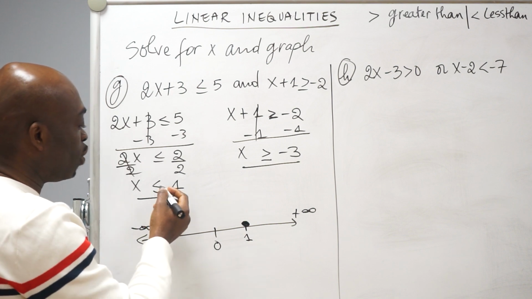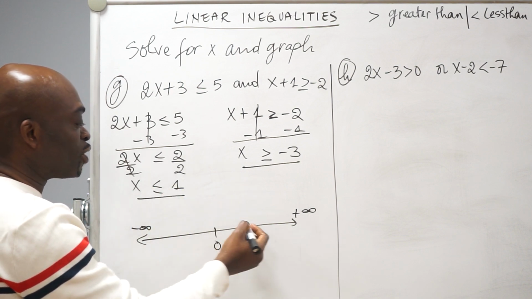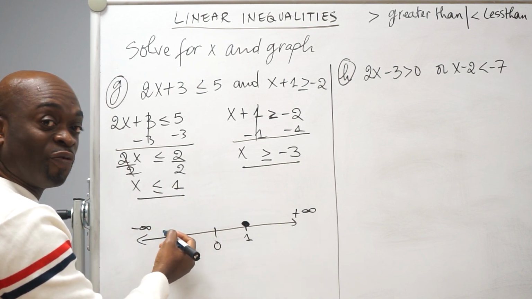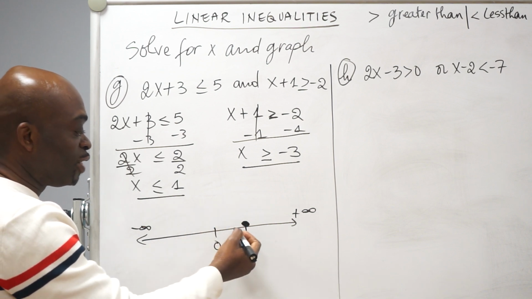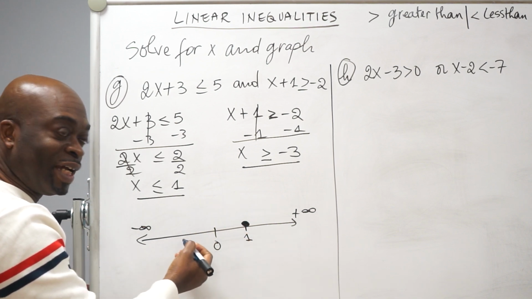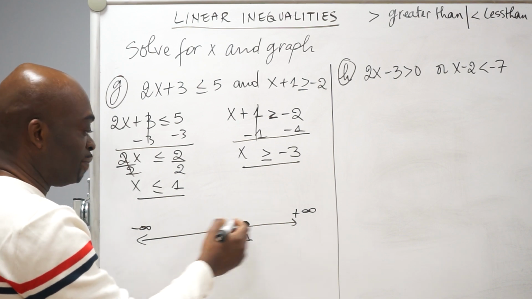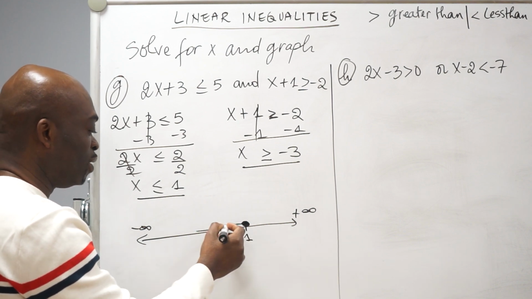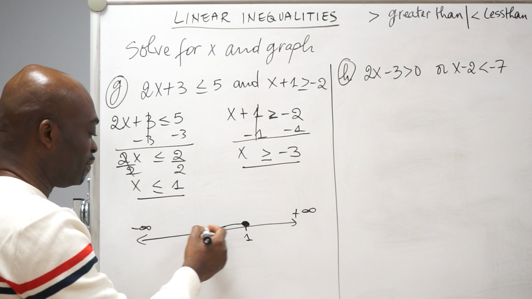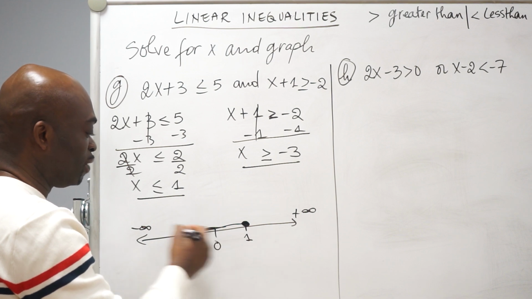All right? So x less than or equal to 1. So that means all the numbers that are less than 1. So that means 0, -1, -2, all these numbers here. Okay? So we're going left. All right? So actually, we're going west, or we're going left. Okay?